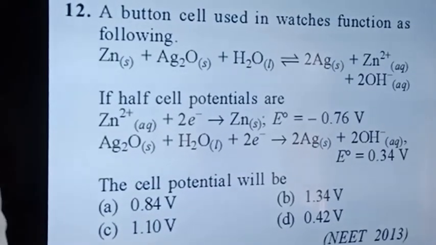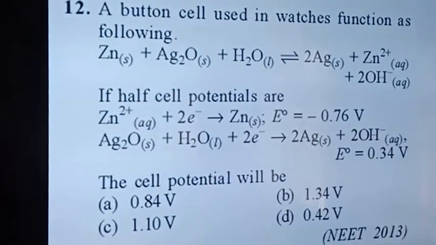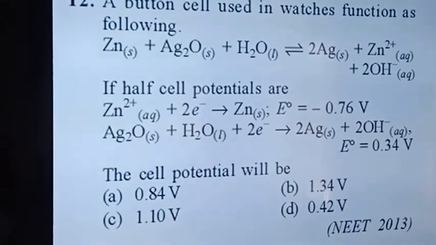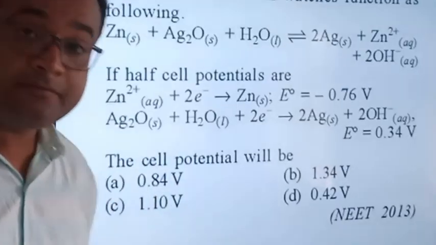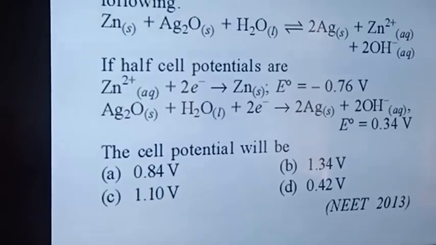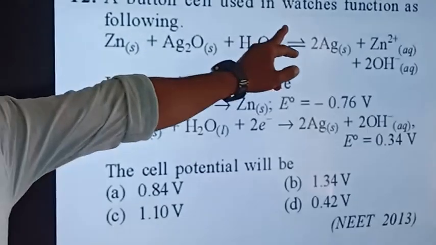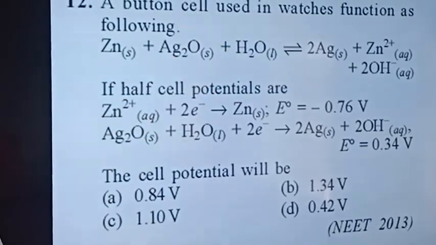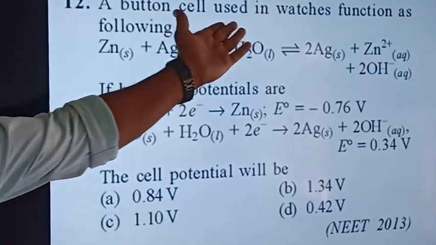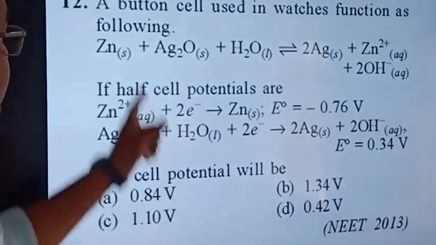Well, question number 12, which appeared in the NEET 2013, very important question. A button cell. This question is based on batteries. A button cell used in the watch functions as follows.